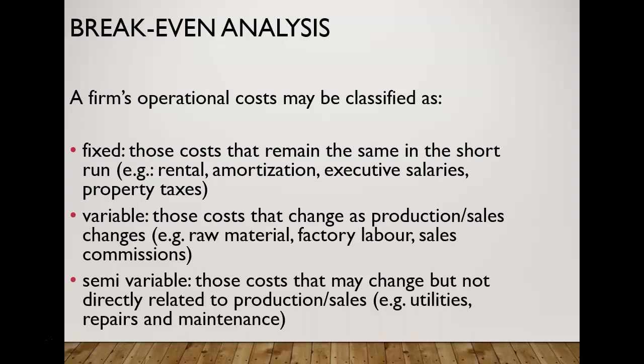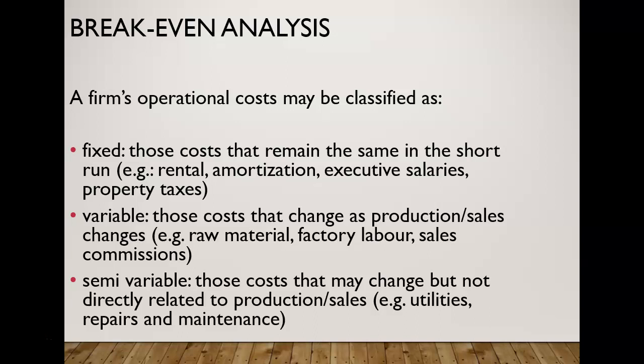Variable costs, on the other hand, are those costs that change as production or sales changes. Raw material, factory labor, sales commission. For example, if you're going to produce more goods, then you will have to increase the amount of raw material. If you're producing more goods, you may need to employ more labor. So these will vary with production.